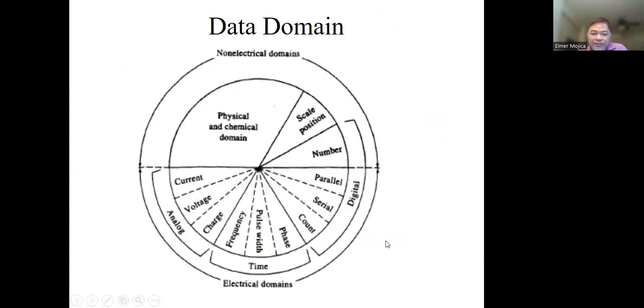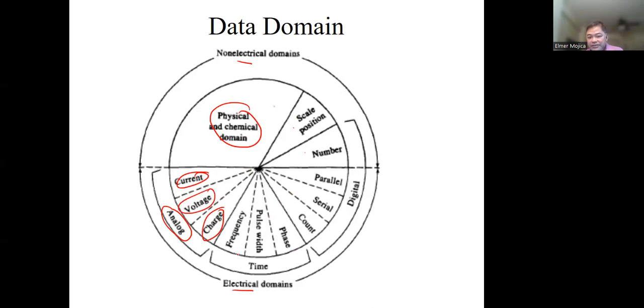So, if you're going to look at this, you can look at the so-called domain. So there are what we call the electrical domain and the non-electrical domain. And in this different domain, yung physical and what we call chemical domain, okay, non-electrical yan. And the scale position and the number. Now, in the electrical domain that we have here, it can be an analog, so you can have the current, the voltage, or the charge.